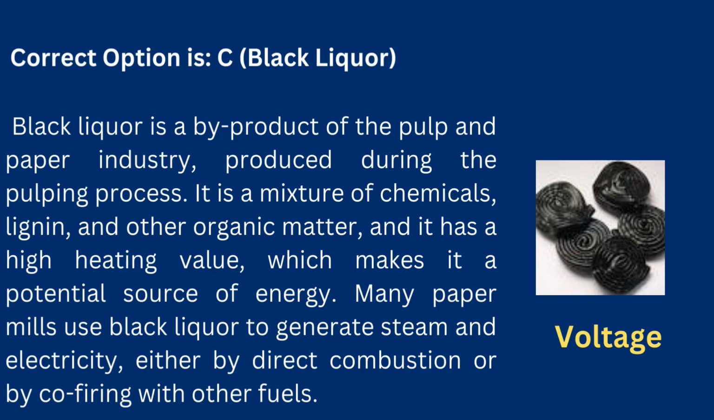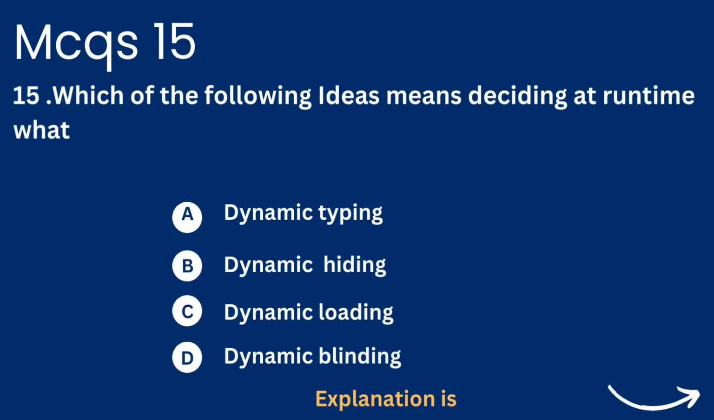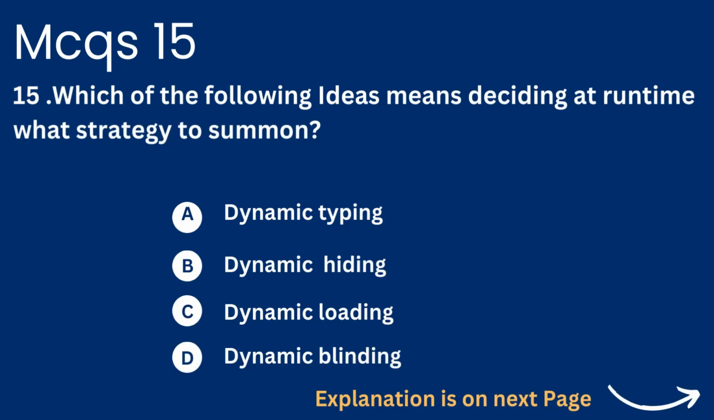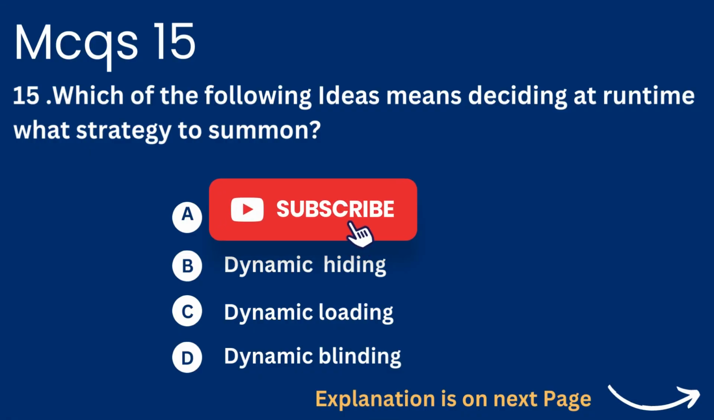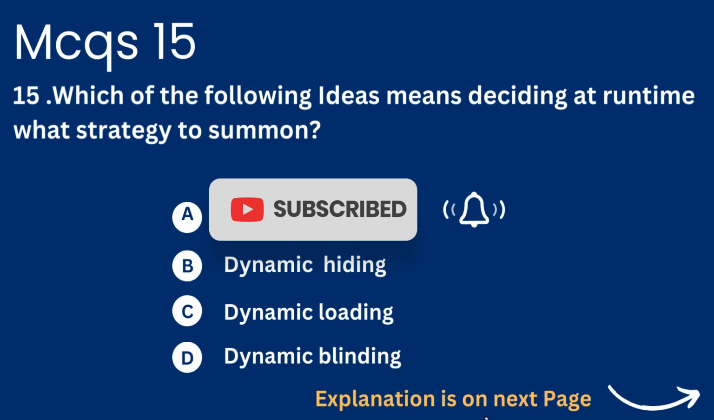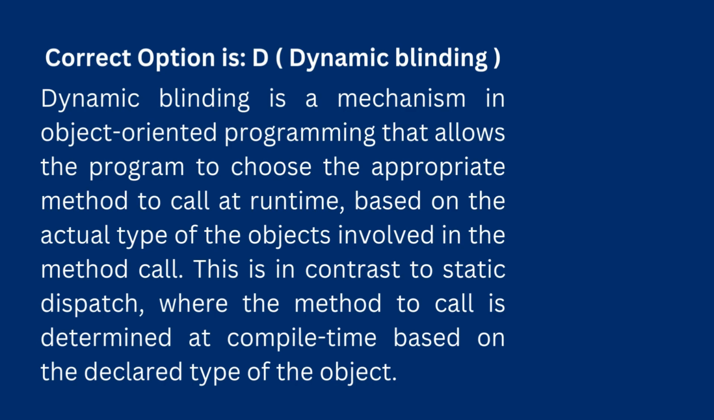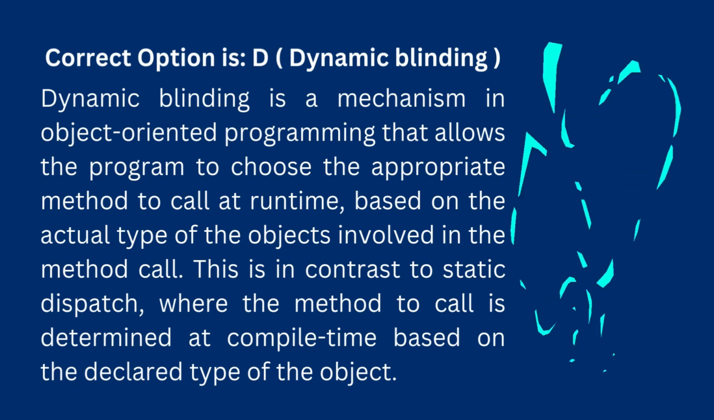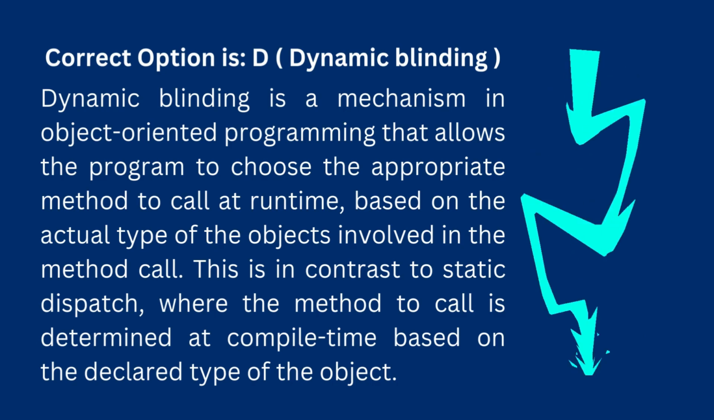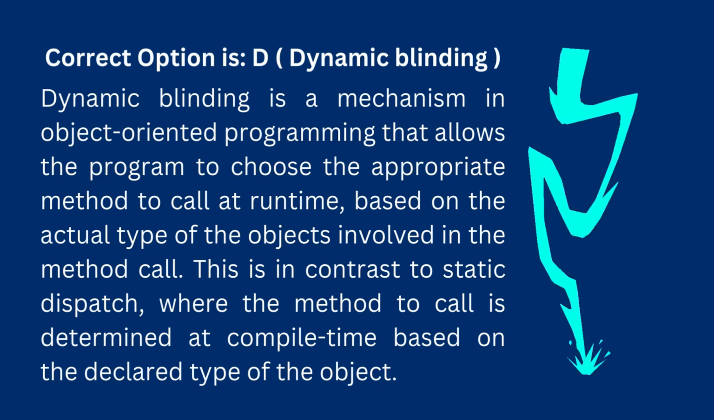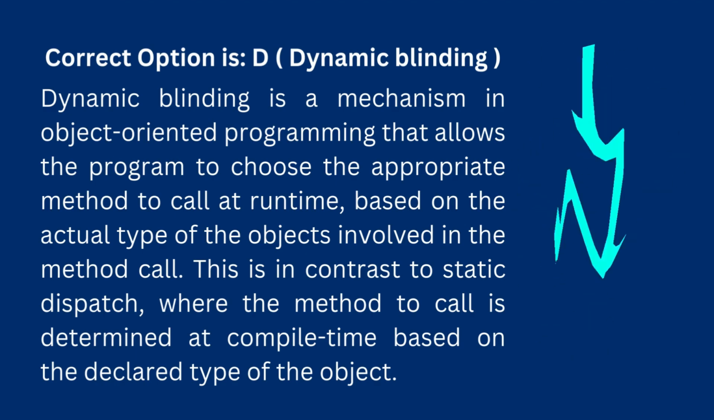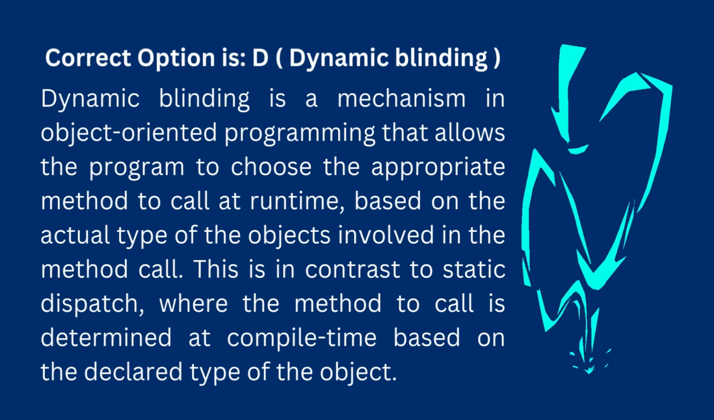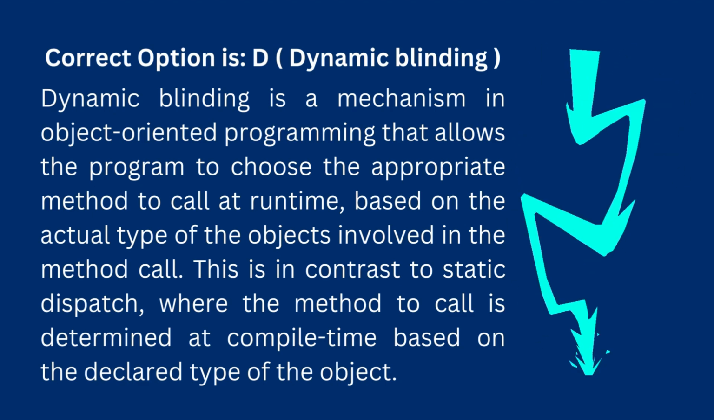Our next MCQ is, which of the following ideas means deciding at run time what strategy to summon? Option A is dynamic typing, option B is dynamic heading, option C is dynamic loading, option D is dynamic building. So our correct option is dynamic binding, because dynamic binding is a mechanism in object-oriented programming that allows the program to choose the appropriate method to call at runtime based on the actual type of the objects involved in the method call. This is in contrast to static dispatch, where the method to call is determined at compile time based on the declared type of the object.